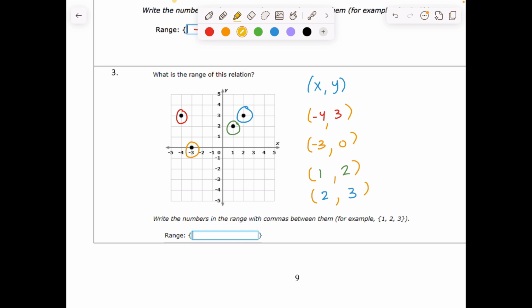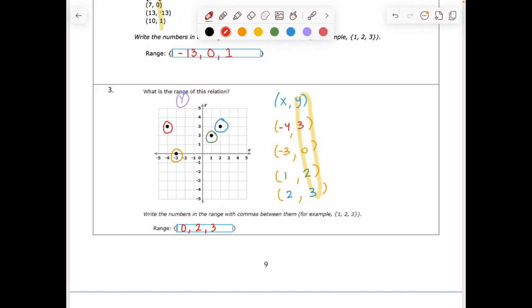Well, range has to be the y values. So if it's the y values, go ahead and figure out all my values and how we list them out. If I want to do this from smallest to largest, the smallest value I see in all of these is 0, then I see 2, and then I see 3. Now, we don't have to list 3 twice because it is just all the possible y values. All the possible y values are 0, 2, and 3. There are no additional ones, so we don't need to list it twice.